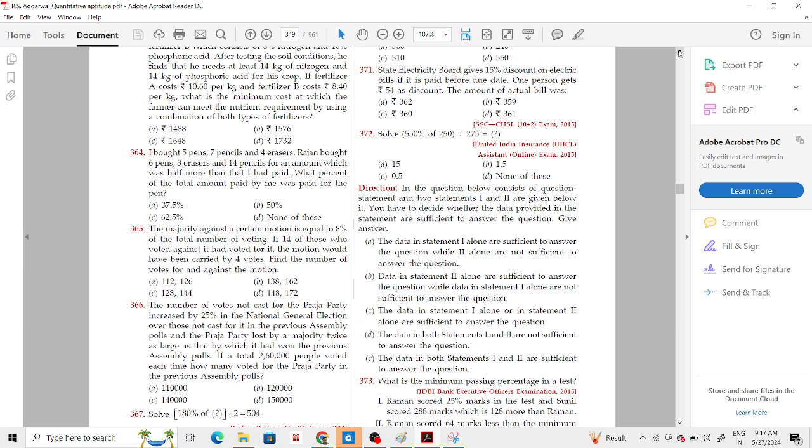Now, if against is 2x by 25, then for is how many? X minus 2x by 25, that is 23x by 25. Now it is given that 14 of those who voted against it had voted for it. So x minus 2x by 25, that is 23x by 25, voted for. Now if 14 of those who voted against it had voted for it, that means 14 people have voted for both against and for.